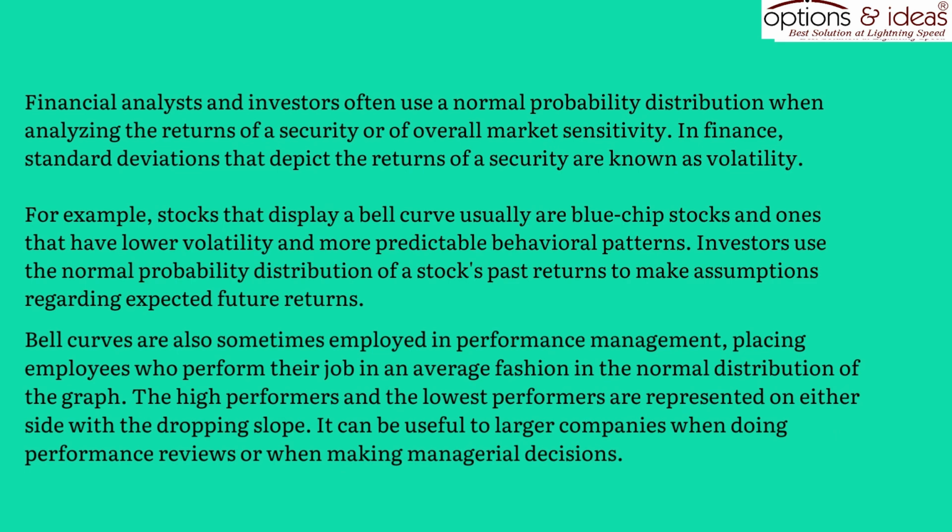Financial analysts and investors often use a normal probability distribution when analyzing the returns of a security or of overall market sensitivity. In finance, standard deviations that depict the returns of a security are known as volatility. For example, stocks that display a bell curve usually are blue chip stocks and ones that have lower volatility and more predictable behavioral patterns. Investors use the normal probability distribution of a stock's past returns to make assumptions regarding expected future returns.